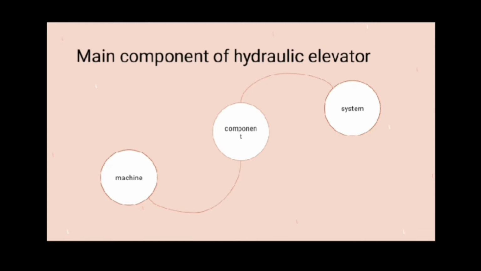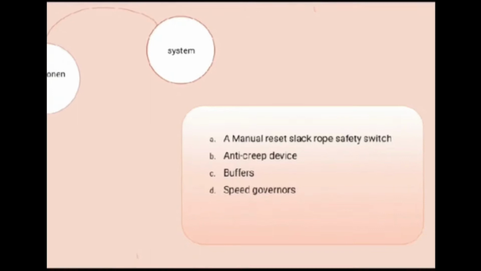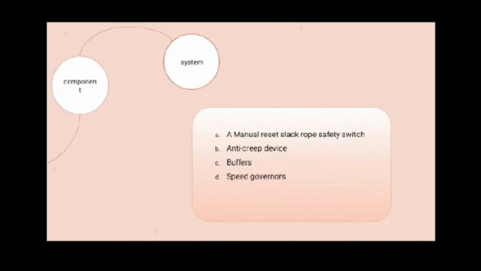Hydraulic elevator components. In the hydraulic elevator component, there are two main parts. The first one is the system, and the second one is the machine. For the system, there are four components inside it. The first one is a manual reset stack group safety switch, and the second one is an anti-creep device. The third one is a buffer, and the fourth one is a brake governor. These devices help ensure the safety of the people inside the building.